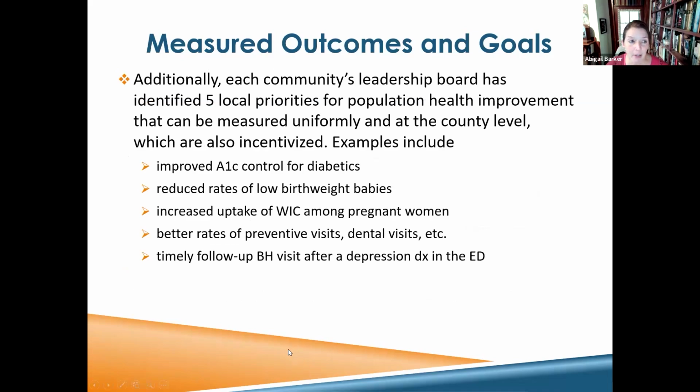The community, getting back to that local idea I mentioned earlier, each community's leadership board also gets to identify 5 local priorities for population health improvement. We ask that those be measured uniformly. They have to be able to be measured for the county. And these are also incentivized. These contribute to an increased shared savings percentage if they get achieved. There are some examples there, but these are a little more process measure-ish, and a little more about prevention and access to preventive services. Some of these are ones that our sites have chosen, but we allow them to customize and choose what they think is important for their community.